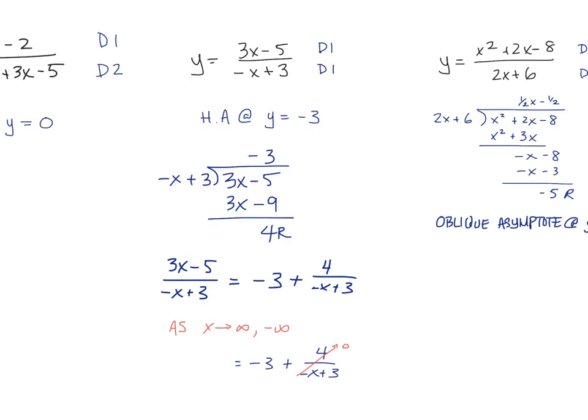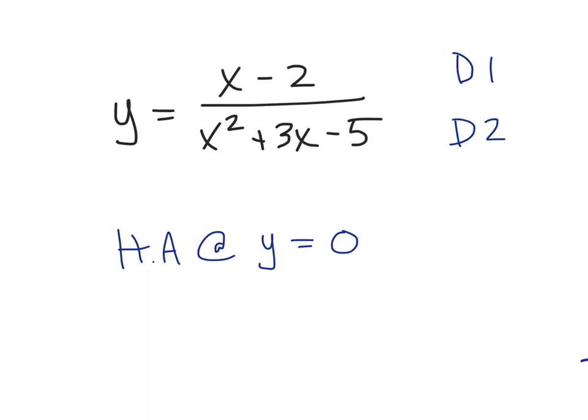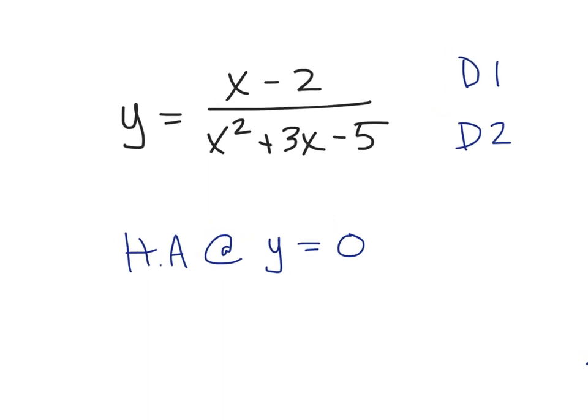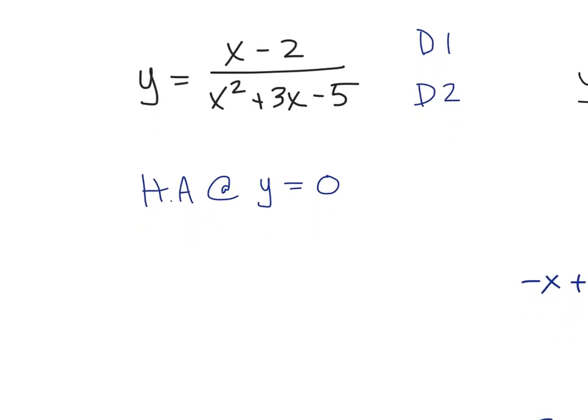Does it also work for our first case, though, where we had x minus 2 over x squared plus 3x minus 5? Can we divide these things? Well, let's try it. We're going to divide x minus 2 by x squared plus 3x minus 5. The question is, can we divide these things? We need something that multiplies by x squared to give us x. Is there anything that does that? And the answer is no, not really.